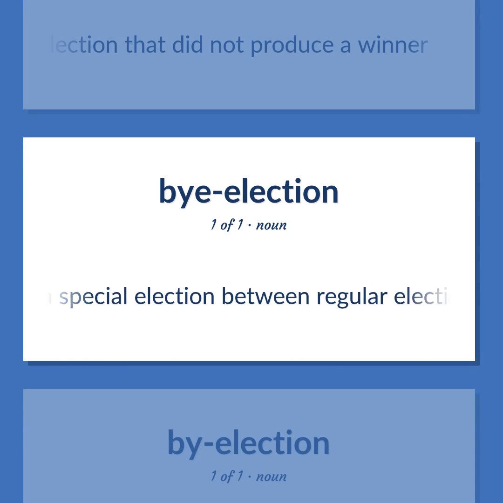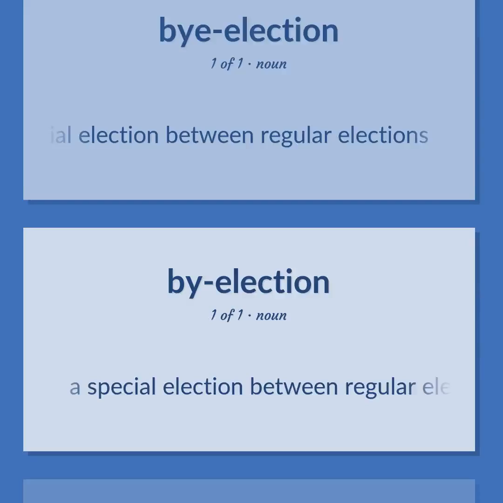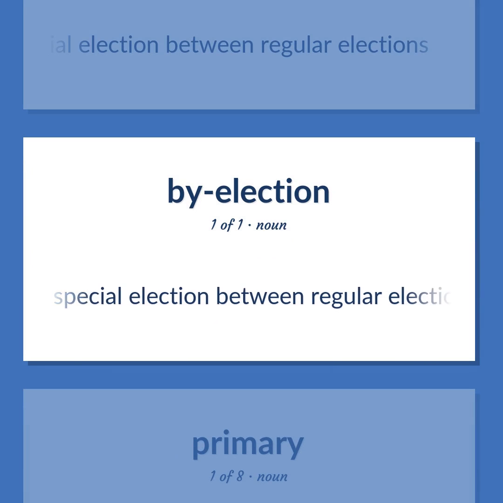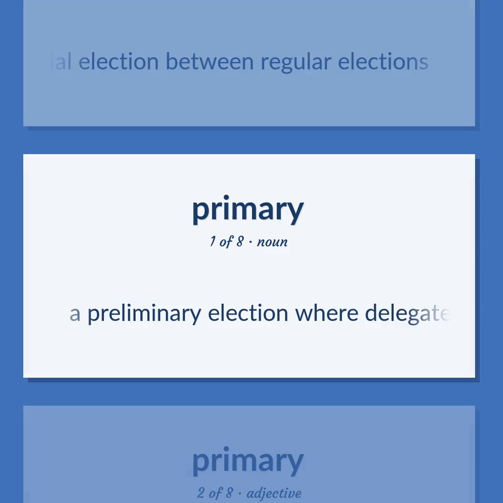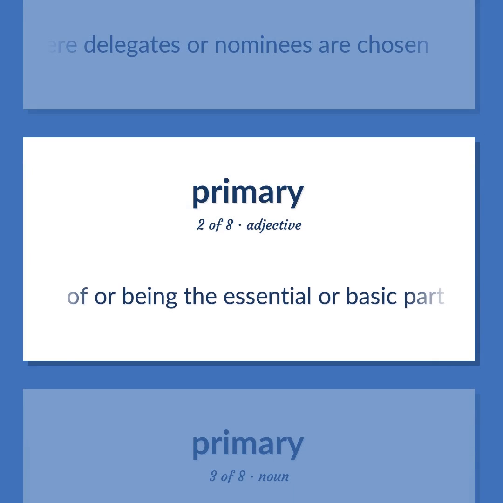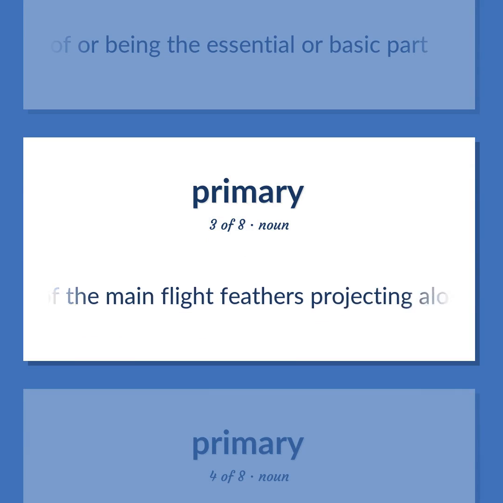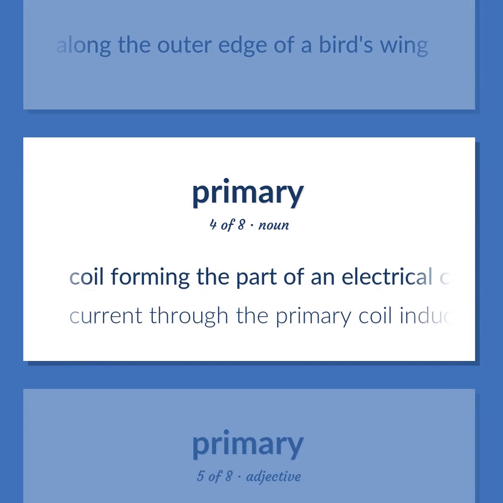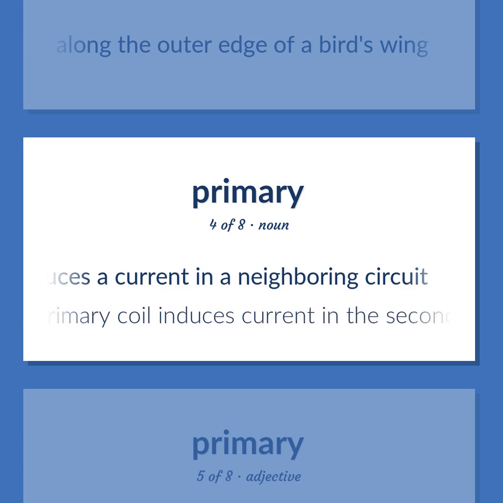A special election between regular elections. A preliminary election where delegates or nominees are chosen. Of or being the essential or basic part. One of the main flight feathers projecting along the outer edge of a bird's wing. Coil forming the part of an electrical circuit such that changing current in it induces a current in a neighboring circuit. Current through the primary coil induces current in the secondary coil.